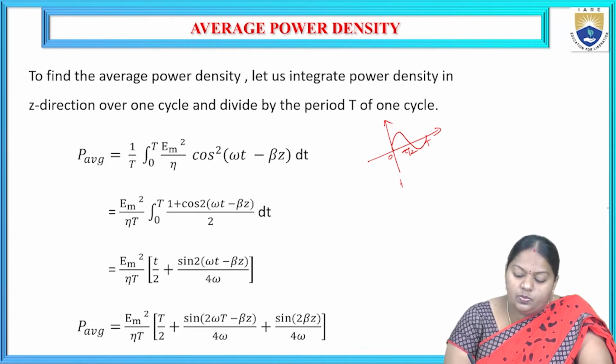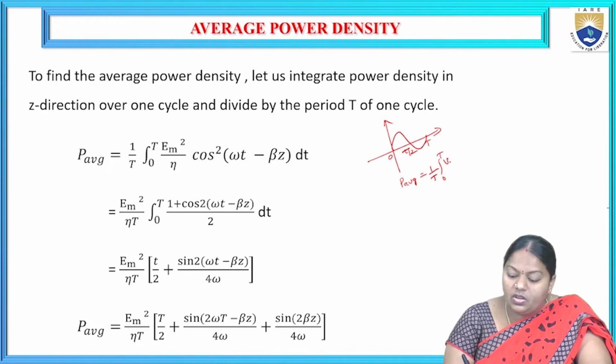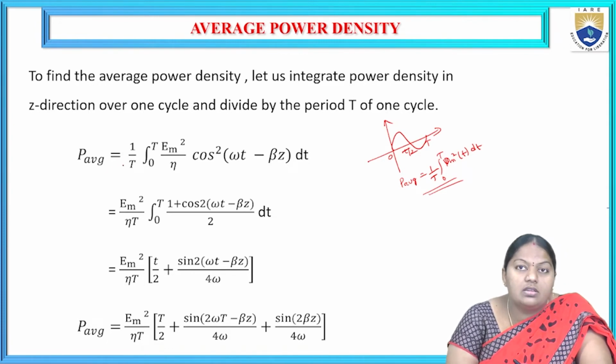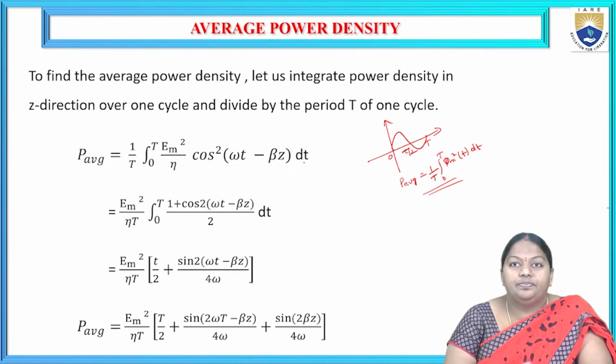Then the average power density in general is P average equals 1 by T integral 0 to T of P of t dt. This is the general formula to calculate the average power density. So P average is equal to 1 by T integral 0 to T of, as we previously got, Em square by eta cos square of omega t minus beta z dt.